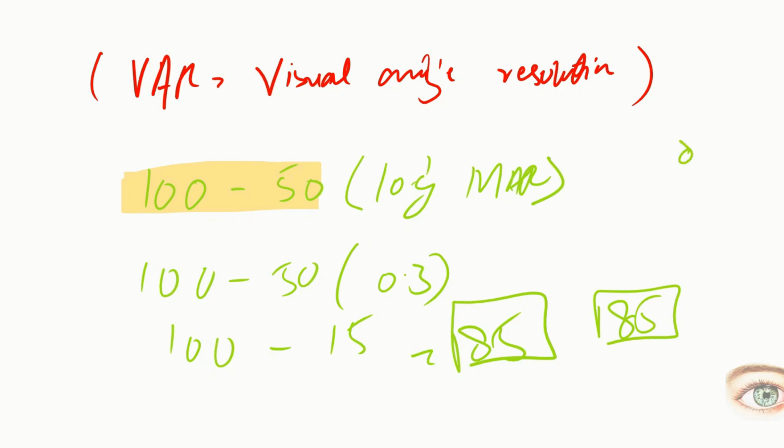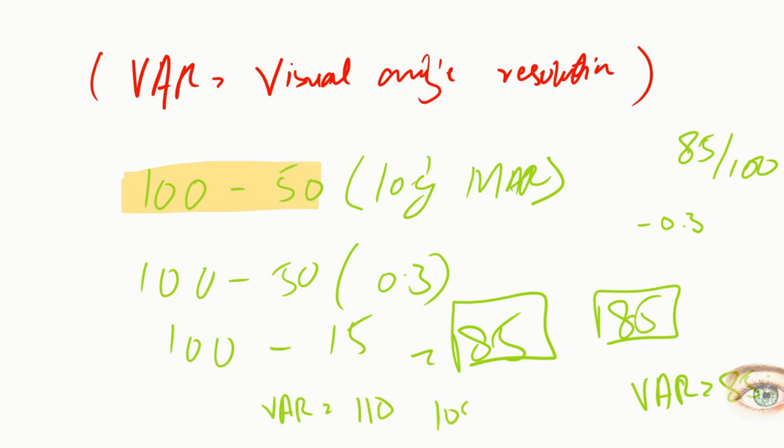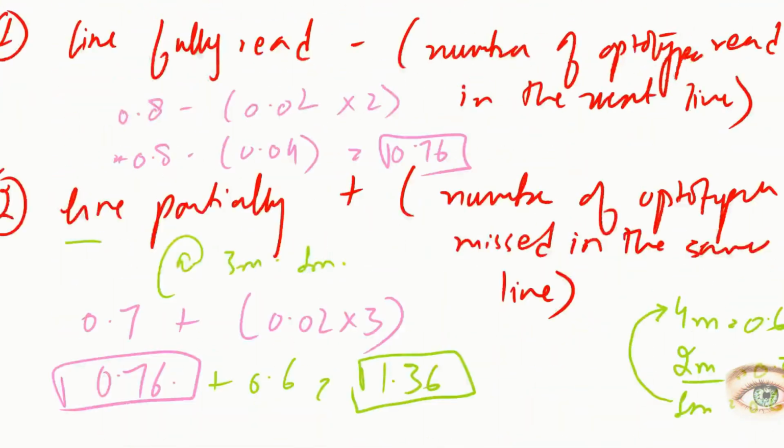And no, you're not going to document it like this. You are just going to write VAR equals 85, right? And a negative score in LogMAR tells us that the vision is good. And in VAR, it is going to be written as 110, 105, right? So it tells us that the vision is beyond 100. It is so perfect that the patient can read beyond 6 by 6, right? So this is the whole thing.